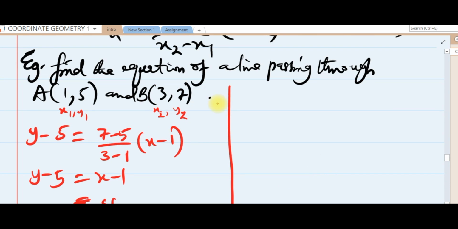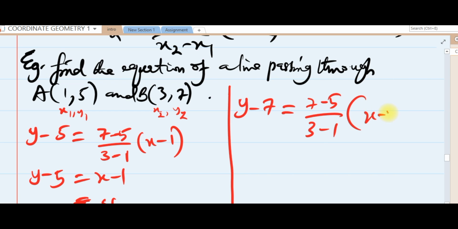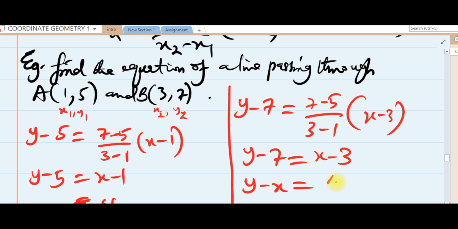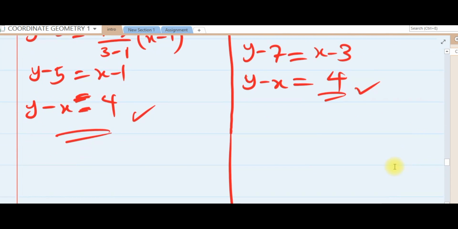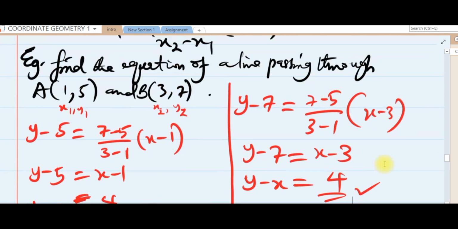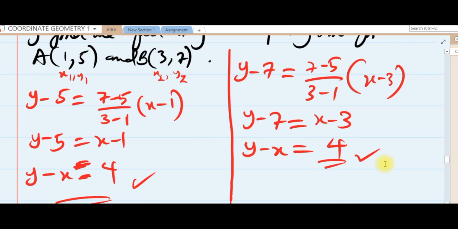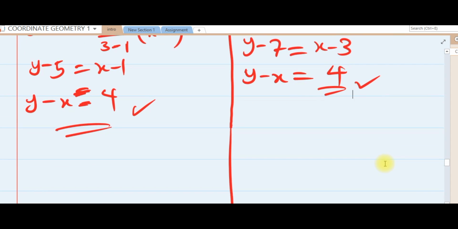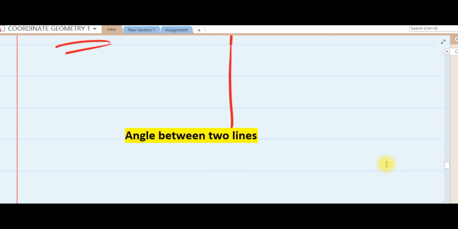Let's check whether we get the same thing if we use the different point. We get y minus 7 equals 7 minus 5 over 3 minus 1, times x minus 3. This is y minus 7 equal to 1 times x minus 3, which is now y minus x equals 7 minus 3, which is 4. Do you see it? We got the same answer. So any one that you use, just choose any one. Don't solve the two together. I'm just trying to tell you that you get the same answer by using a different point.